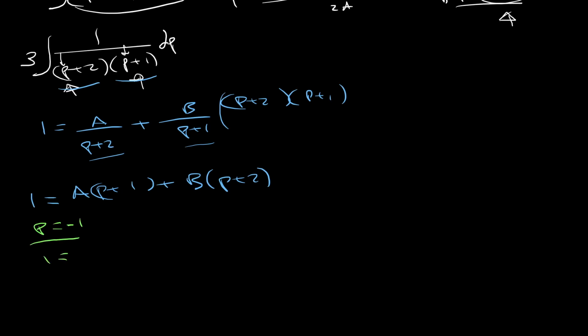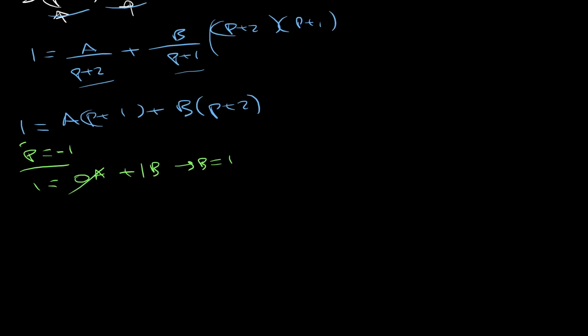This gives us that it's 1, it's equal to 0a, so this one goes away. And then we have b, and then minus 1 plus 2 is equal to 1. So you have that b is equal to 1.